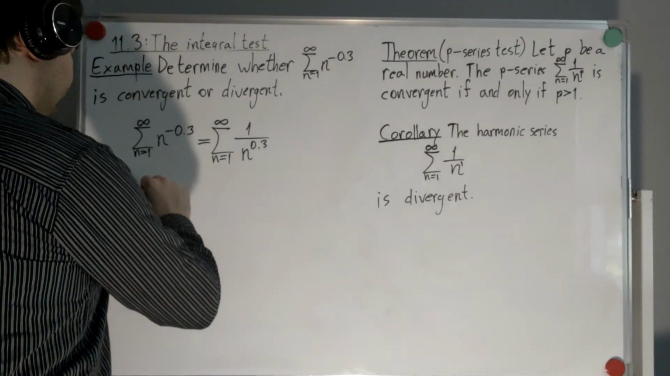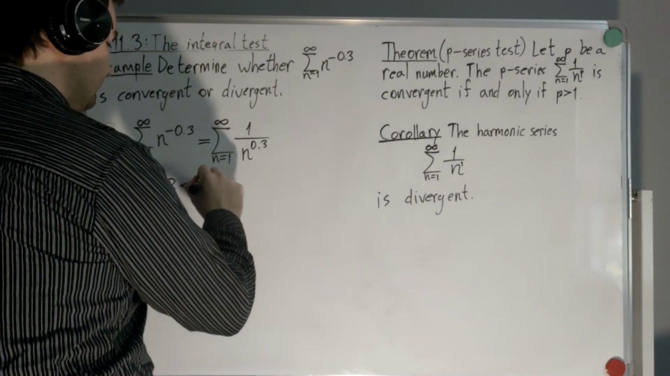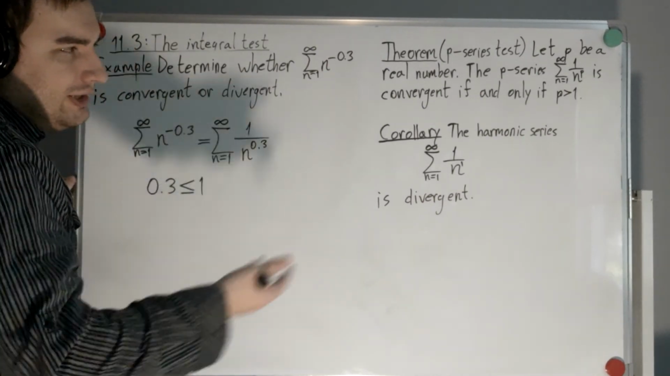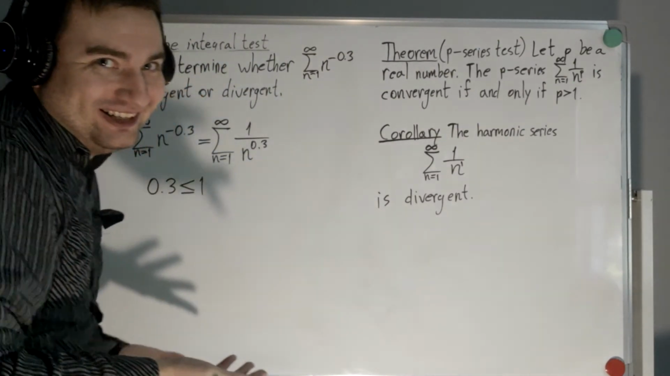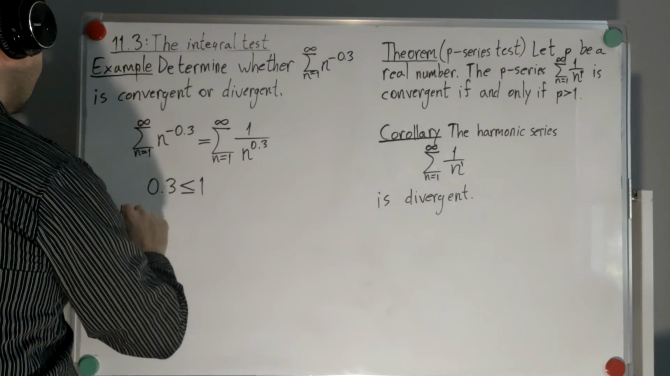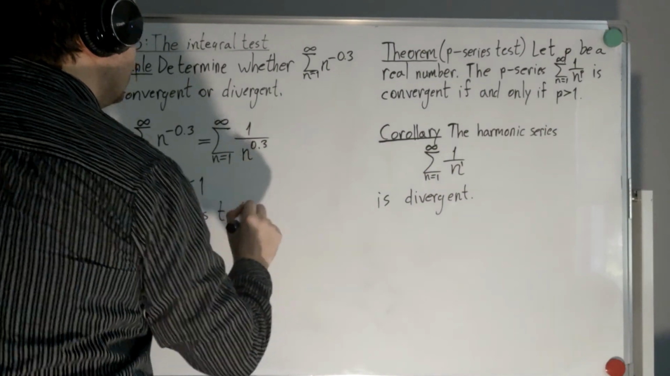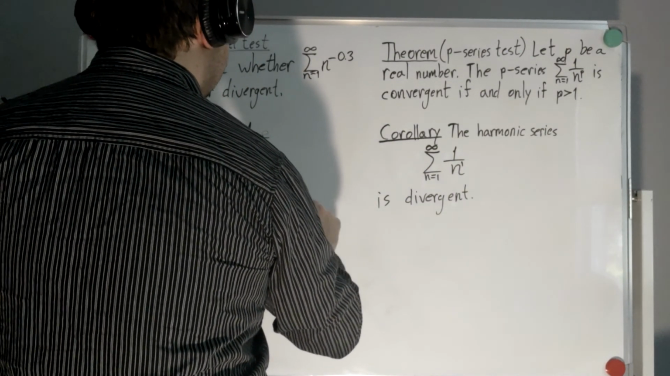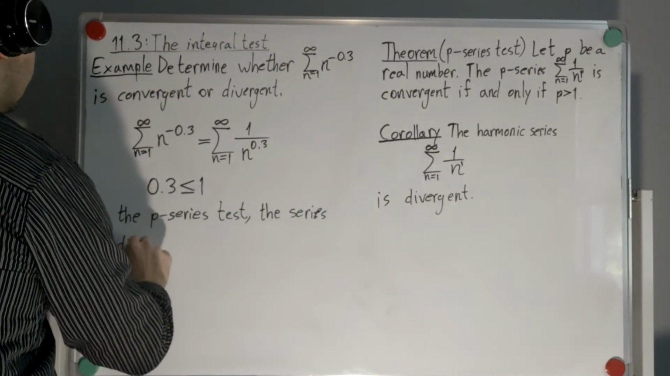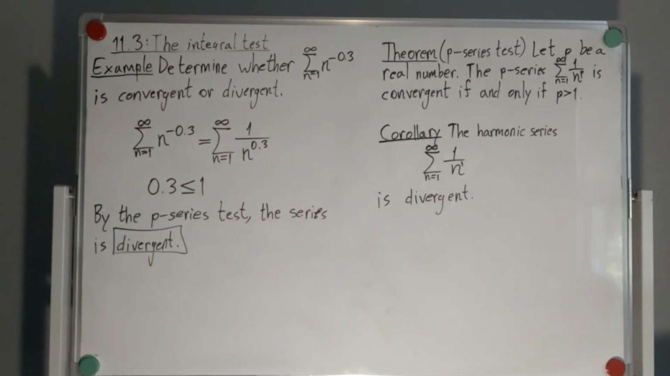So, of course, hopefully you agree with me on this, 0.3 is less than 1. Specifically, it's less than or equal to 1. The point is that p is not greater than 1. Okay? So, by the p-series test, the series is divergent. Okay?